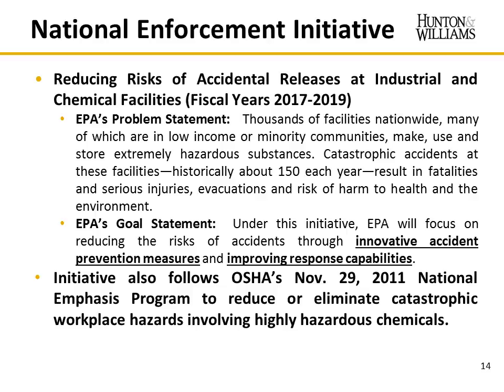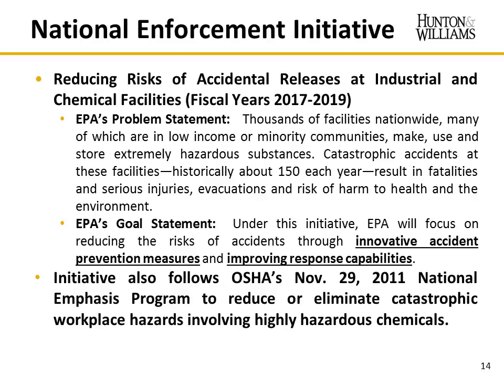This is the first time, I believe, that reducing risk of accidental releases at industrial and chemical facilities has been on EPA's three-year priority list. It's on the fiscal year 2017 to 2019. We're in fiscal year 2017 right now. And I put this up here because it's pretty instructive to know what you're facing, and EPA's problem statement is that thousands of facilities nationwide with an environmental justice angle, in low-income or minority communities are making use of extremely hazardous substances, and that there have been 150 catastrophic incidents a year that result in fatalities and serious injuries, evacuations, and risk of harm to health and the environment.